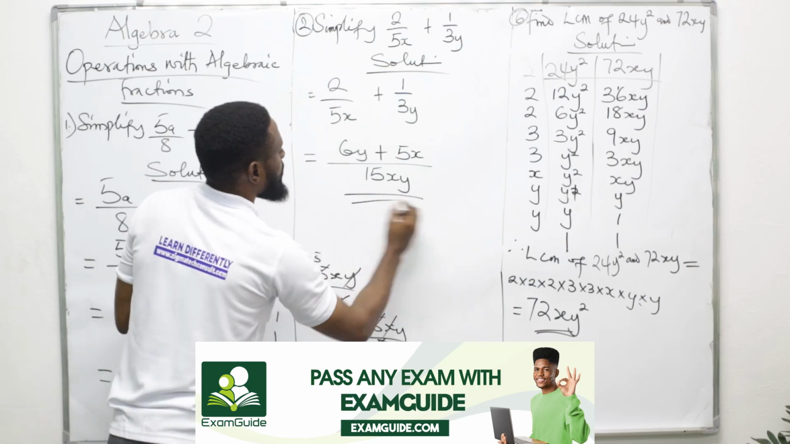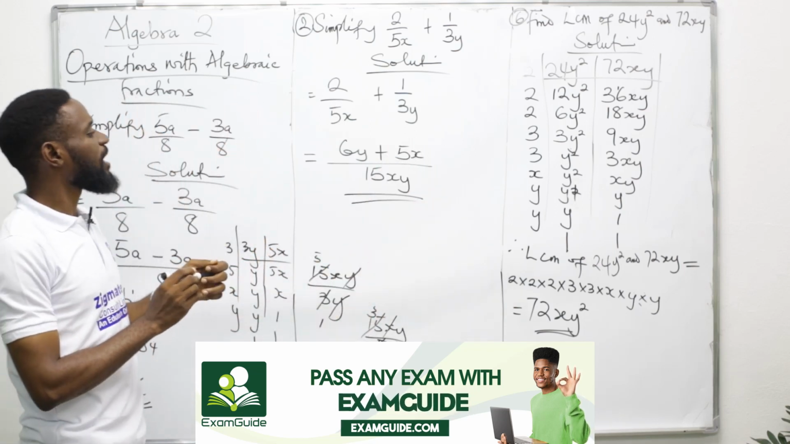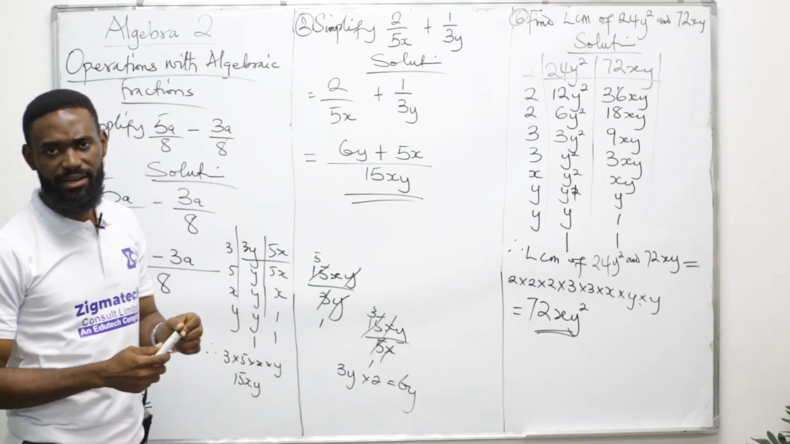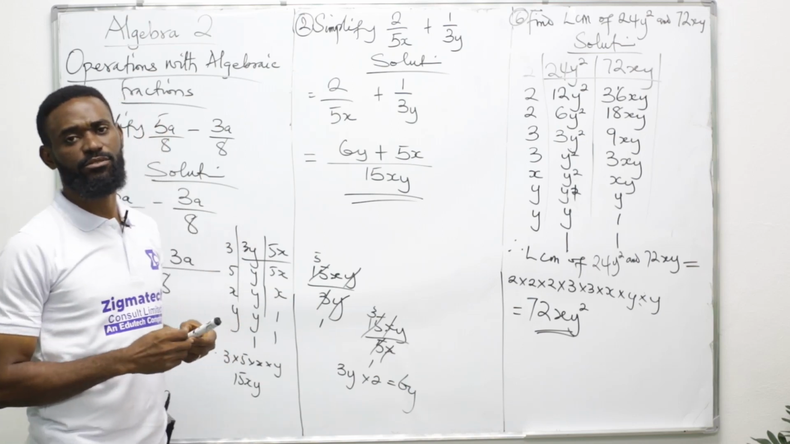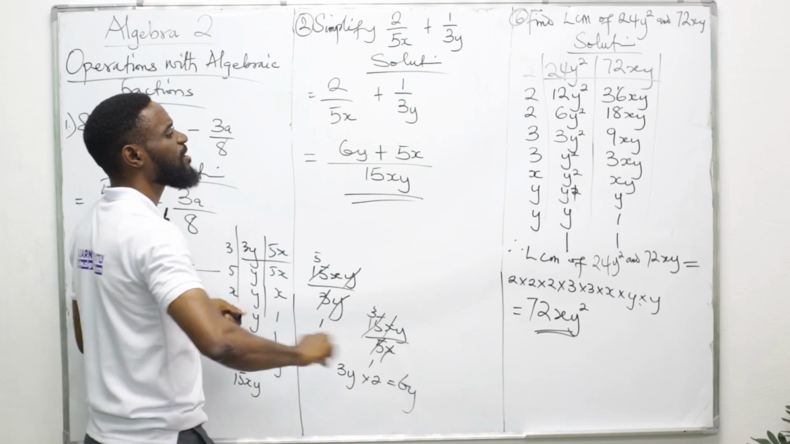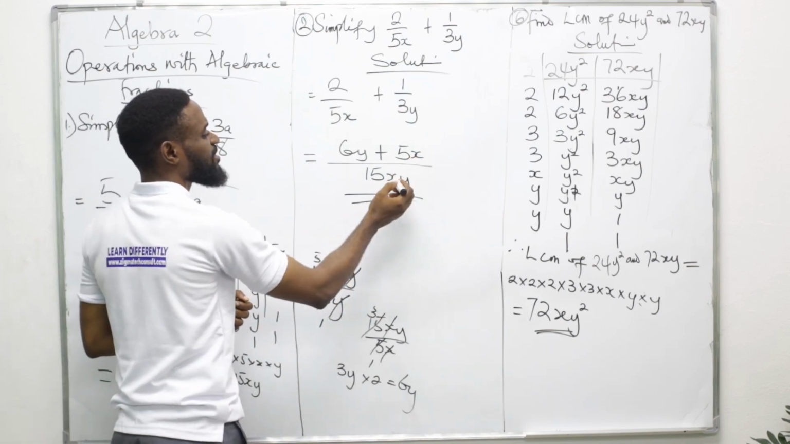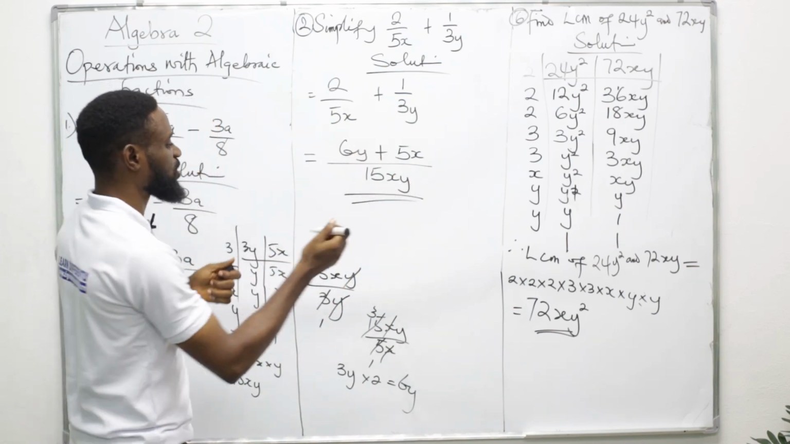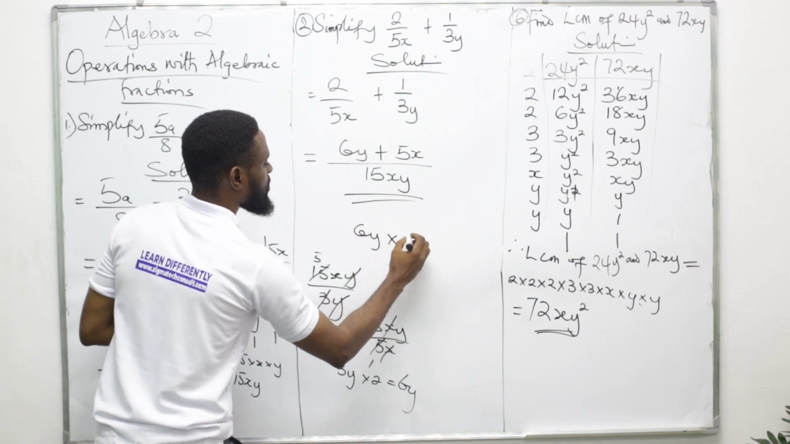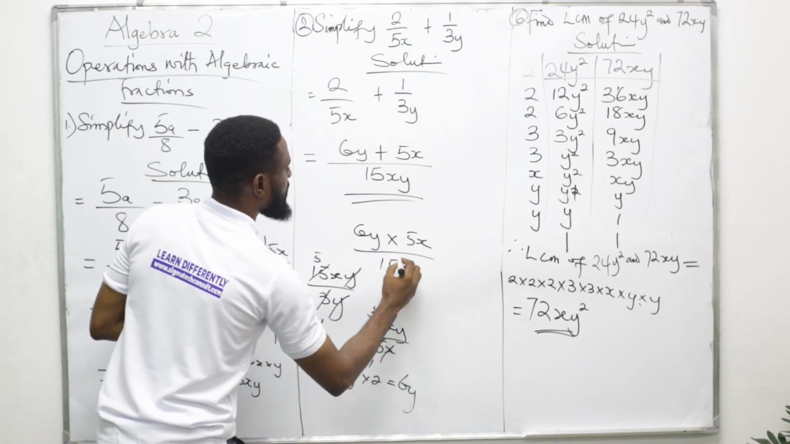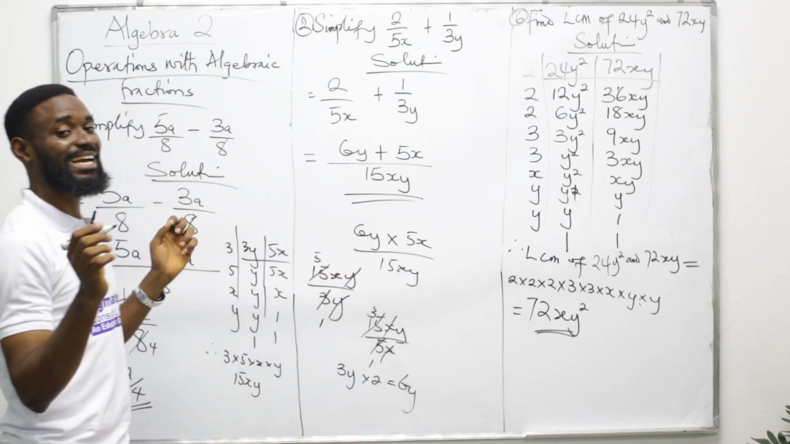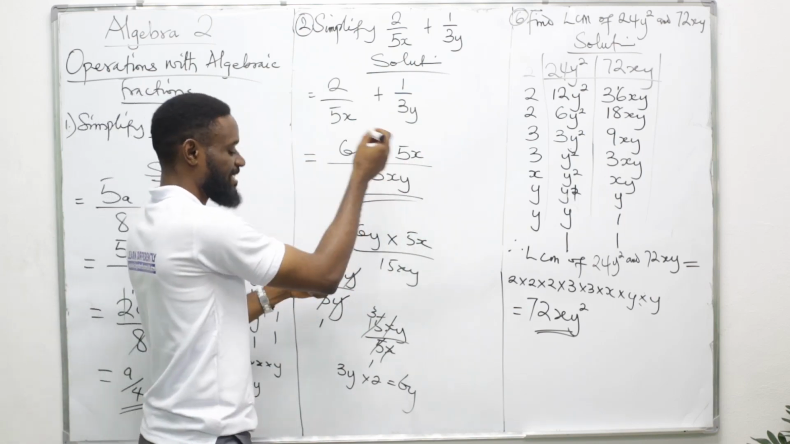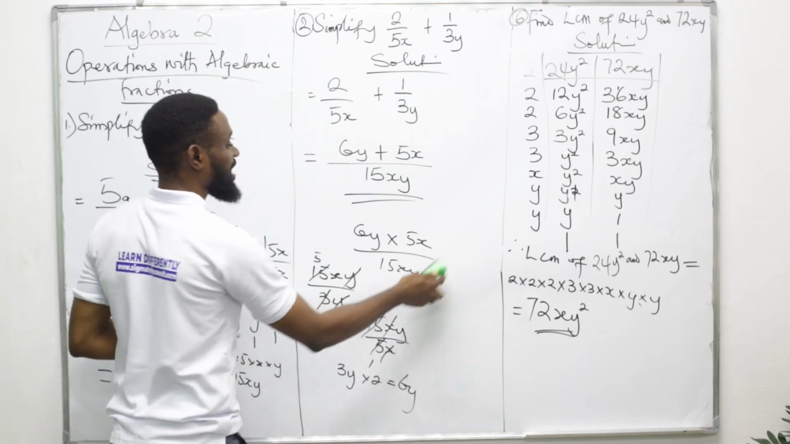So this is our answer. Okay, our answer is 6y plus 5x all over 15xy. That is our answer there. You get the point now? Someone will say, why don't we let this x cancel this one, this y cancel this one? No, it is only in multiplication. If this was 6y times 5x all over 15xy, exactly at this point, that is when we would have done this. But for the fact that it is like this, it cannot be simplified more than that. So that is your answer.